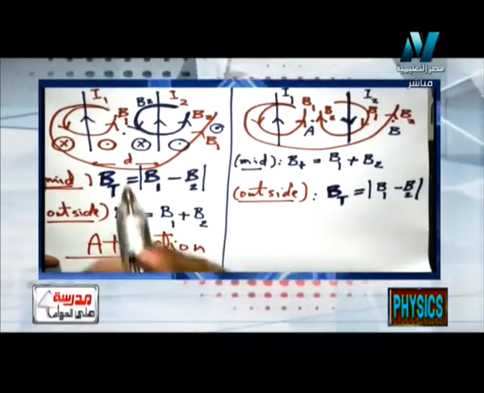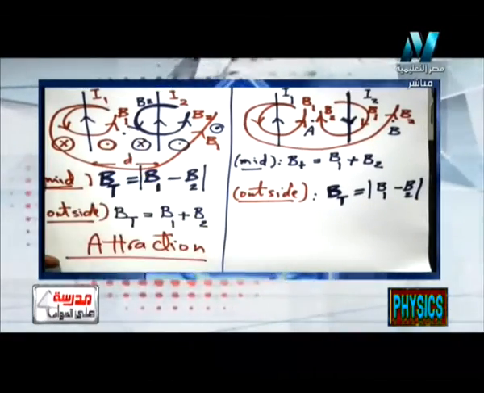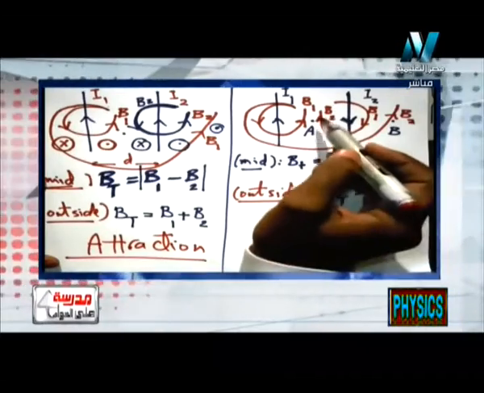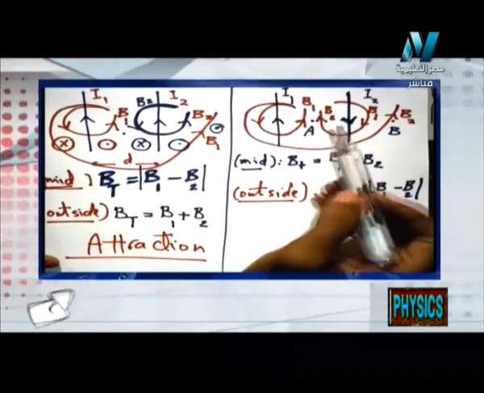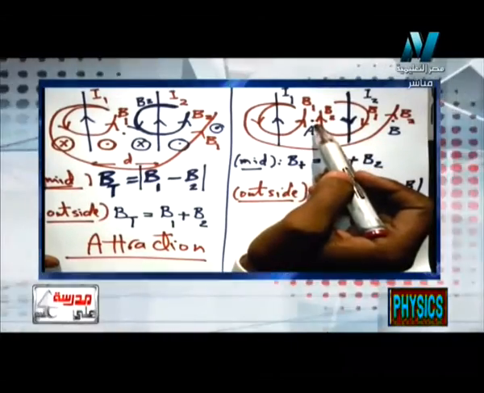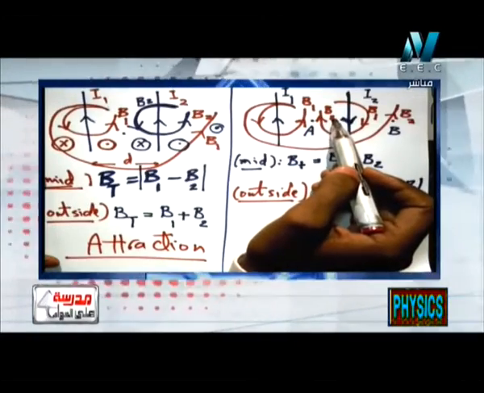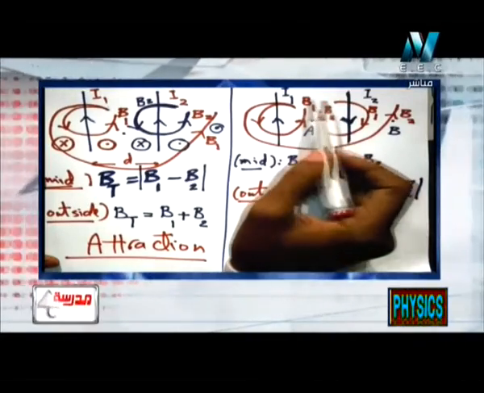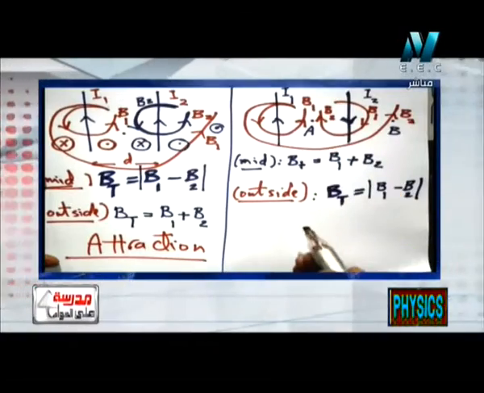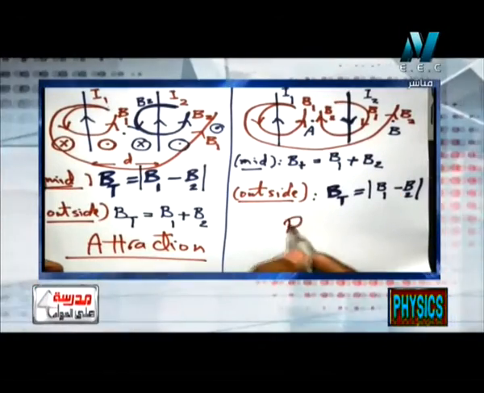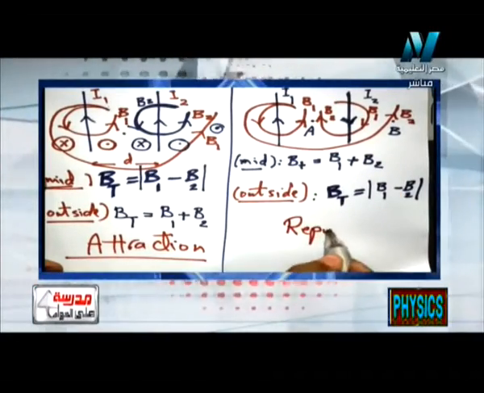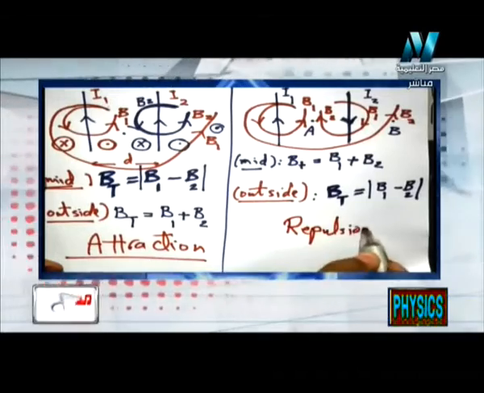In the midpoint between the two wires, we have attraction. But here, at point A, which is located between the two wires, beta 1 is in the same direction as beta 2, so they generate the same poles. So here between them we have repulsion.